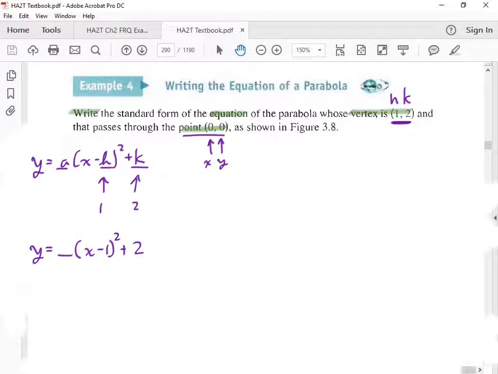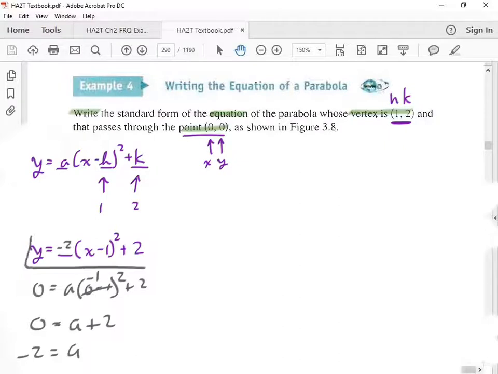So this is what it looks like. You plug in 0 to the y and 0 to the x. I'm going to put a back. Okay, now let's solve it. What is 0 minus 1? Negative 1. What is negative 1 squared? 1. What is 1 times a? A. So I have a plus 2 equals 0. A equals? Negative 2. So I plug in a negative 2 right here, and I'm diggity done.